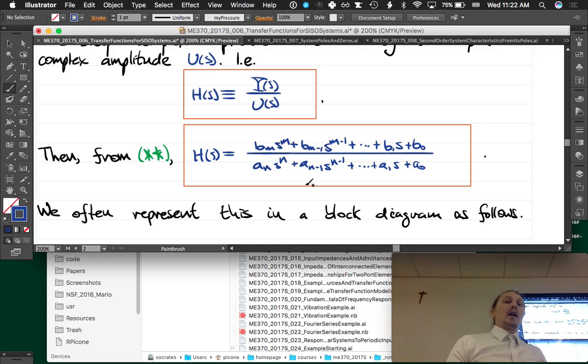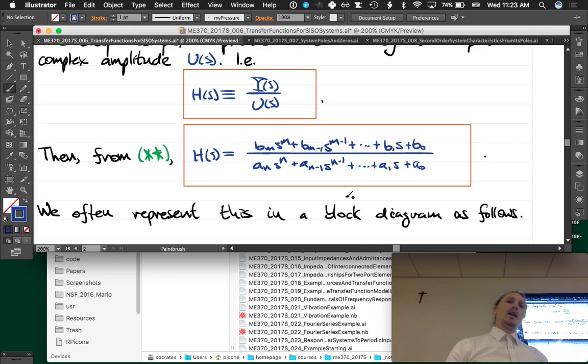And s is just s. This is a function of s, so you don't need anything for s. And then s raised to the power, all you have to know is what the power of the derivatives are. So if you have a second derivative, you're going to have an s squared. So if you have 5 times y double dot, the second time derivative, then you would have 5 s squared in the denominator, right? So if it was y, that would be in the denominator. The u terms would be in the numerator.